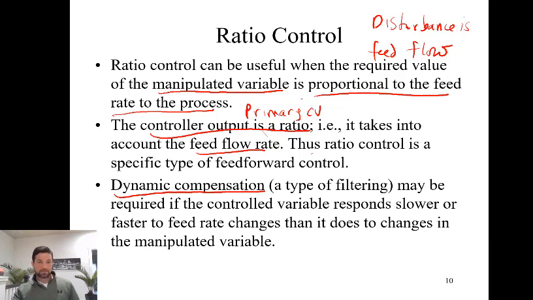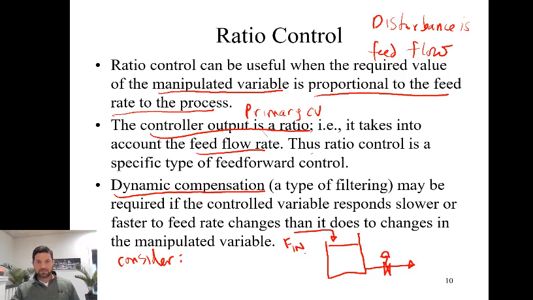So let's consider an example. I'm going to draw down below. Let's consider the level control, which we talked about previously. Last time we talked about doing cascade control on the level controller. In this case, we had the disturbance located around the manipulated variable.